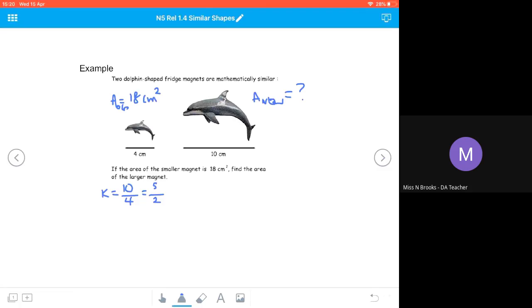Now it's area, centimeters squared, so we're going to square it. So we need to work out what K squared is. And that is 5 over 2 squared, which is the same as 25 over 4. And the final step is to work out what our A new is. And we're going to take our K squared, which is our 25 over 4, and we're going to multiply that by the area of the small magnet, which is 18. And that gives us an answer of 112.5 centimeters squared.